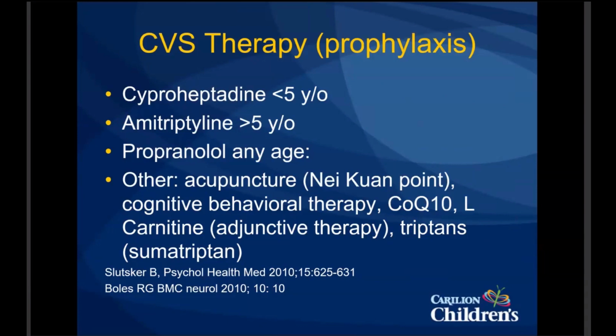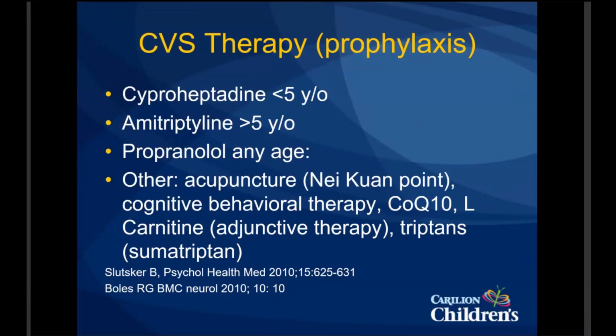Also, adjunctive therapy with CoQ10, ubiquinone. CoQ10 helps cyclic vomiting syndrome by shuttling electrons through the membranes of the mitochondria, helping cell respiration. The other important adjunctive therapy could be carnitine. Carnitine also channels long chain fatty acids through the membranes of the mitochondria, helping fatty acid oxidation. Both of them help function and fuel the mitochondria. Some triptans, like sumatriptan, can be helpful. These are mostly migraine type medications.